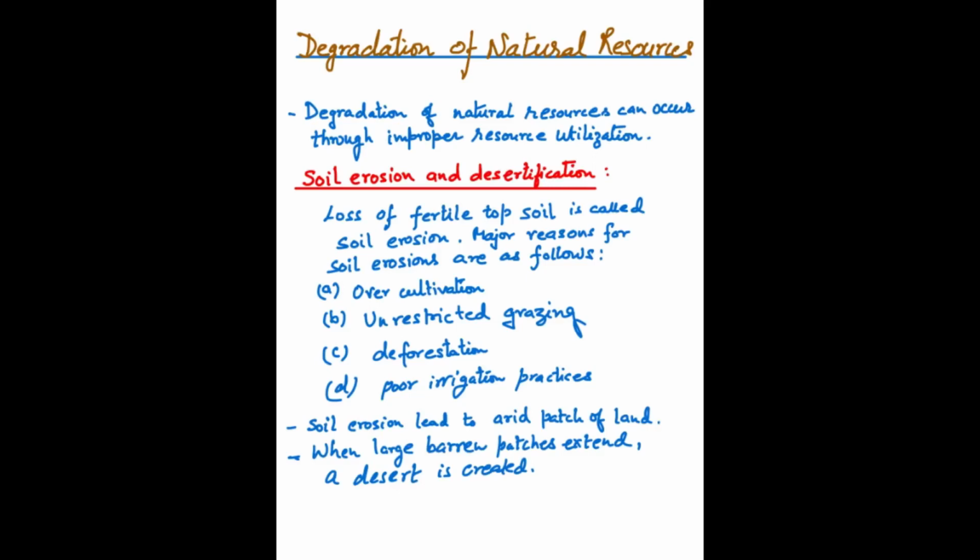So all of these are mostly related to when deforestation happens, the roots are no more available to grab the soil, so the soil is then washed off. And unrestricted grazing, too, because grasses have a very dense root system, they capture soil very well. So these are the reasons, and this soil erosion leads to arid patches of land. When large barren patches extend, a desert is created. So it's a slow process, and this can lead to desertification.